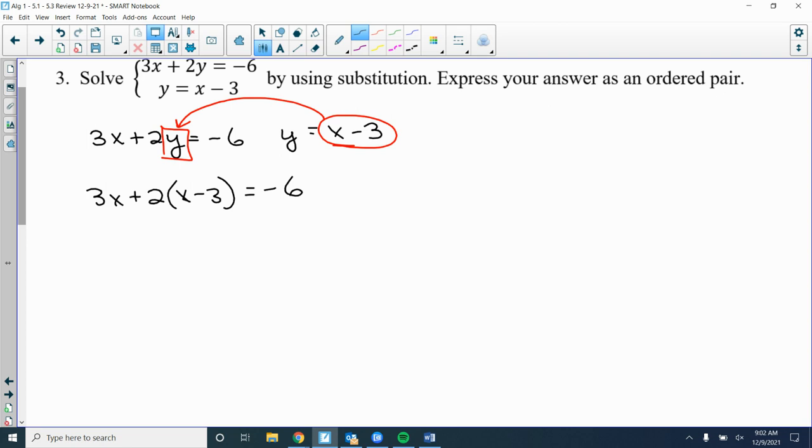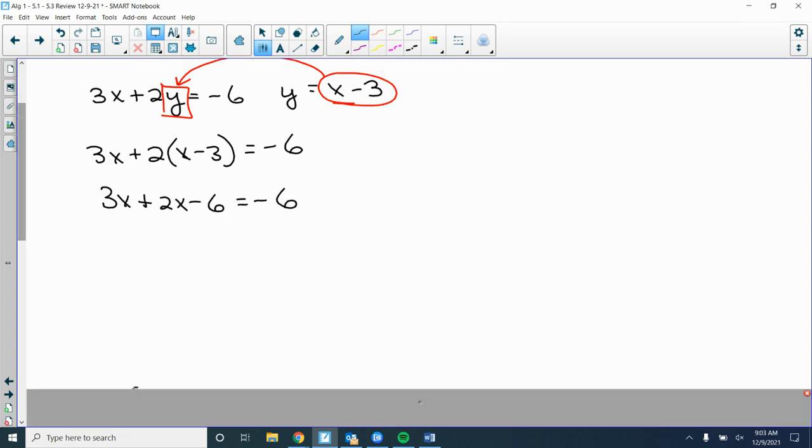And now what do we have to do? You've got to distribute the 2. Distribute that 2 to the x minus 3. It becomes 3x plus 2x minus 6 equals negative 6. Okay, the 3x and the 2x are on the same side, aren't they? What's it going to give me? 5x. So don't do the opposite. Do 5x minus 6 equals negative 6.